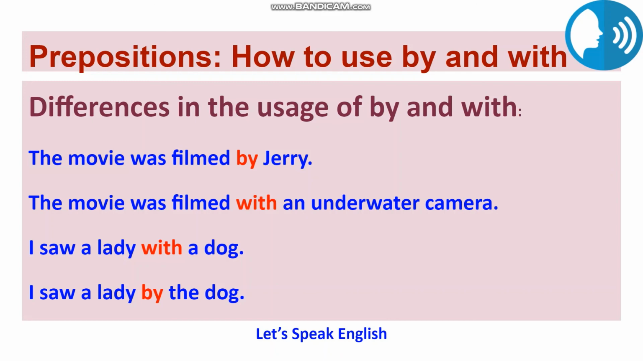Another example, I saw a lady with a dog, and I saw a lady by a dog. With a dog talks about togetherness. Maybe the dog belonged to the lady. By the dog means the location. Perhaps the lady was standing beside a dog. We don't know whether the dog was hers.